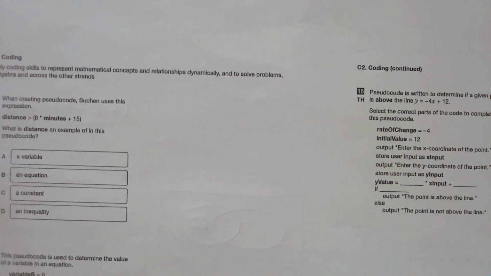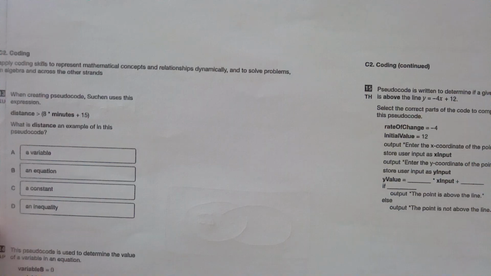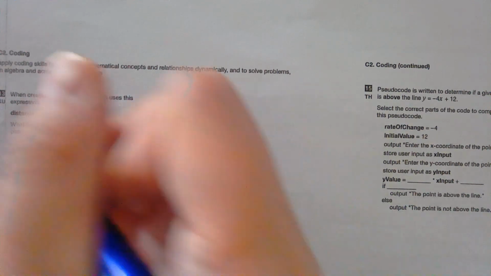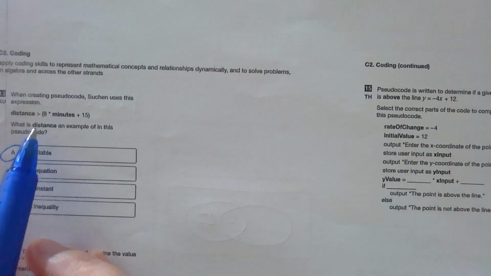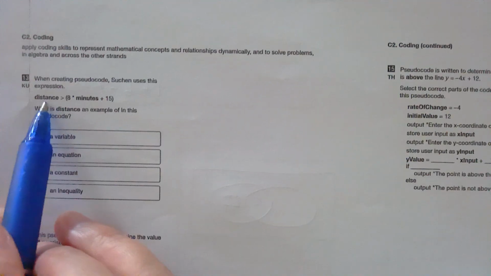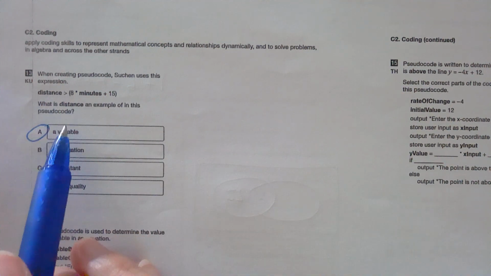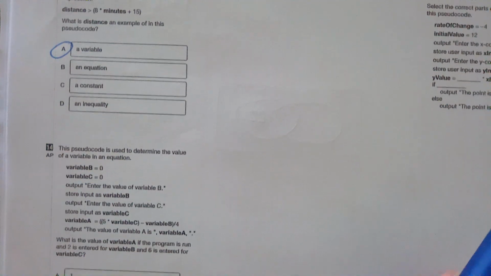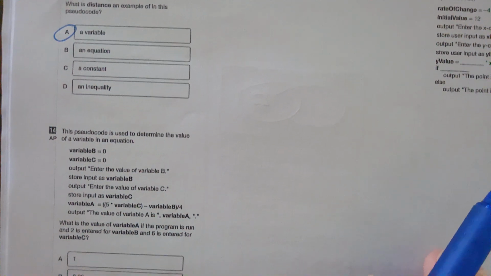Page 20. Number 13. Betsy, what did you get for 13? 13, good. Okay, so the giveaway is that it's bolded. So when it's bolded, you know that it's a variable. All right, number 14, Emmy, what did you get?